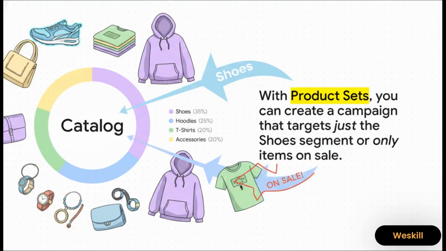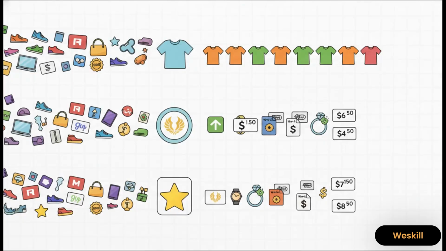So imagine your entire catalog is like this chart here, full of different categories. With product sets, you can easily create a campaign that only targets the shoes part of the pie, or maybe one that only advertises hoodies that are currently on sale. And you can create these sets based on pretty much any data point in your feed. You can filter by product type, like t-shirts. You could make a set for a specific brand you carry. You could even create one for all products over $100 or under $20. It's perfect for running luxury campaigns or clearance sales.